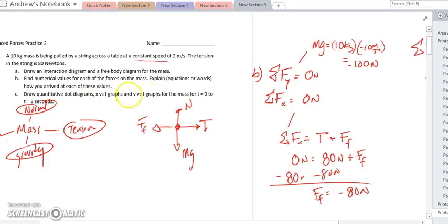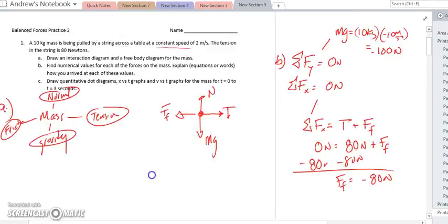And in the question, they didn't say which way it's going. It didn't say right or left, so we just assumed that it's going to the right. We could have done the entire problem to the left, and all it would have done is change this to a positive number.